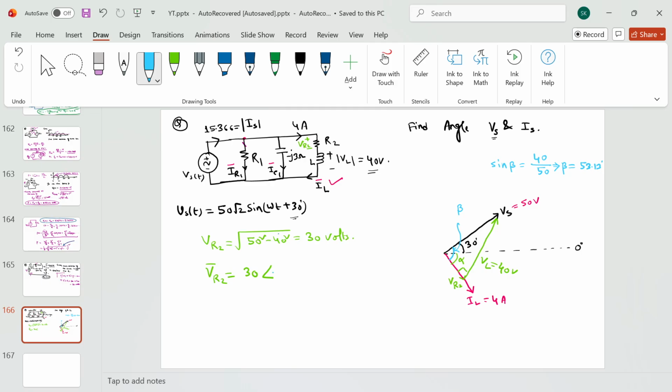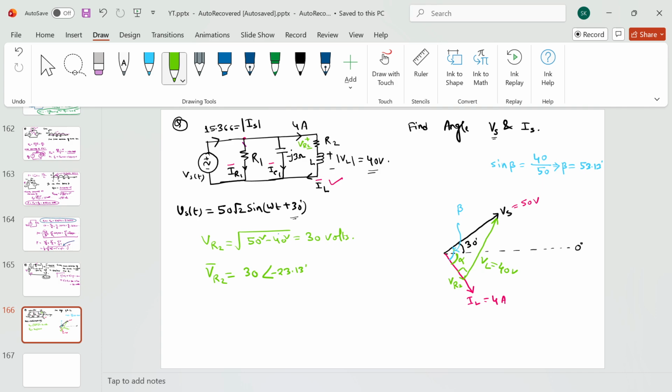So my VR phasor is 53.13, no, with respect to reference we have to see, right? So this angle should be beta minus 30 degree. Beta is 53.13, minus 30 degree, so 23.13 degree. So minus 23.13 degree, because I need to know this alpha, because all the angles are measured with respect to the reference phasor.